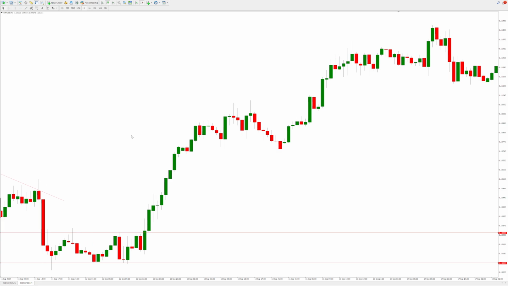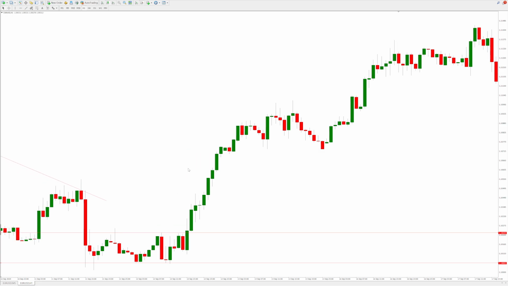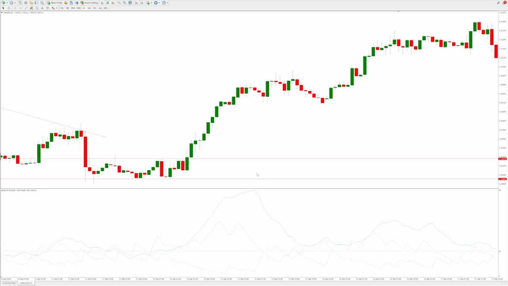Yeah, so that's the basics of the entry on the breakout. There are ways you can confirm your entries if you prefer to use technical indicators. I say prefer to use, but I think it's best to use them together to combine price action, support and resistance, candlestick patterns, technical indicators.